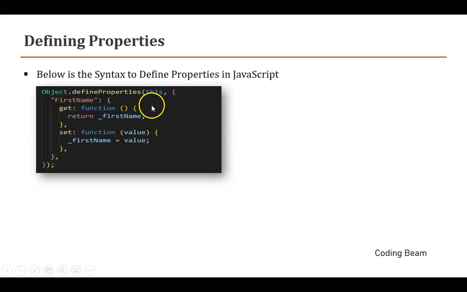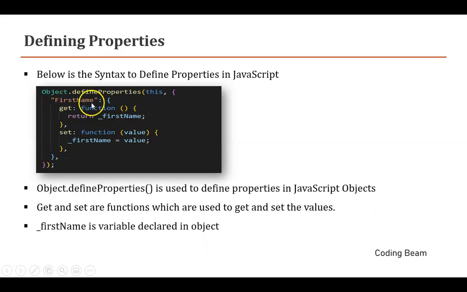Below is the syntax to define the properties. There will be Object.defineProperties, and the first argument will be this, which is the current object, and then there will be the objects. Here the first name is the property name, defined in quotes as a string, and then there will be the get and set functions. The get is returning the variable, firstName, which is a variable declared in the object, and set is setting a new value to this variable. So this is how we can declare properties in JavaScript.